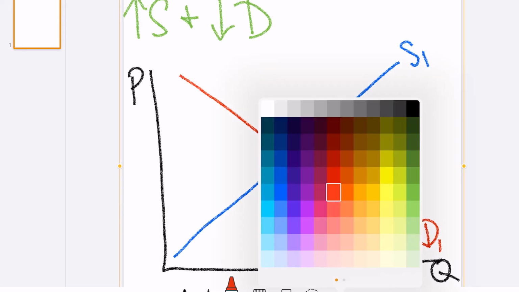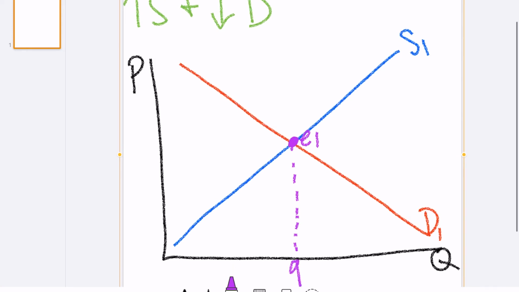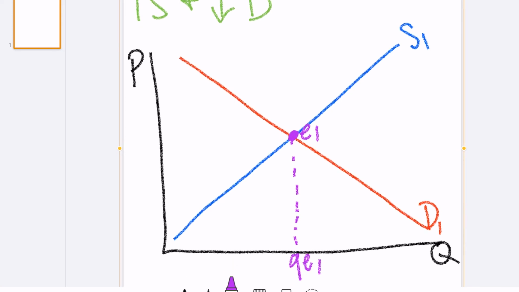And then the next thing you're going to do is label your equilibrium. So we're labeling E1, then we're labeling Q E1, and then we're labeling P E1. And like I said, we are increasing supply and decreasing demand.